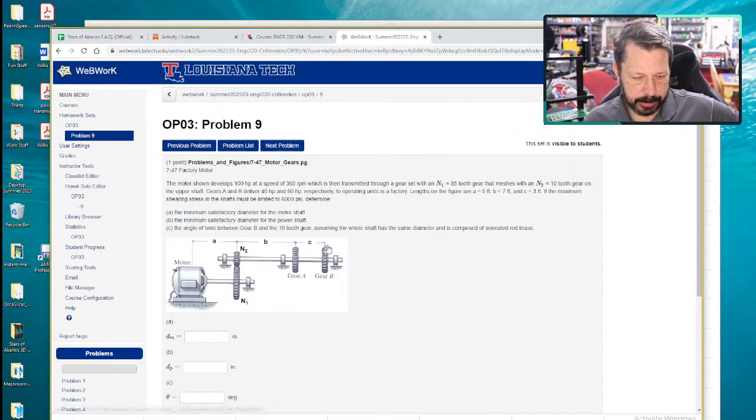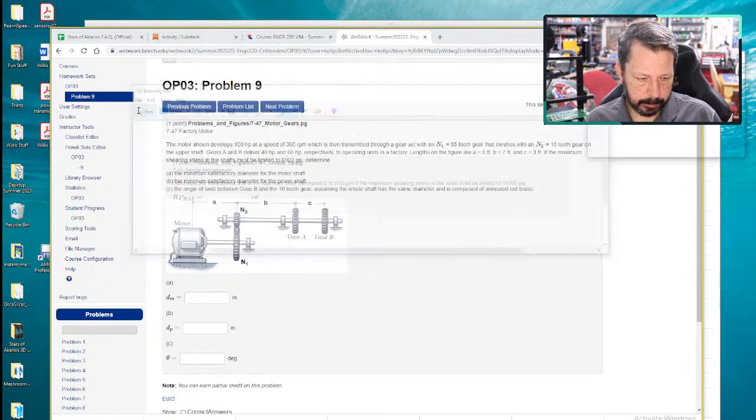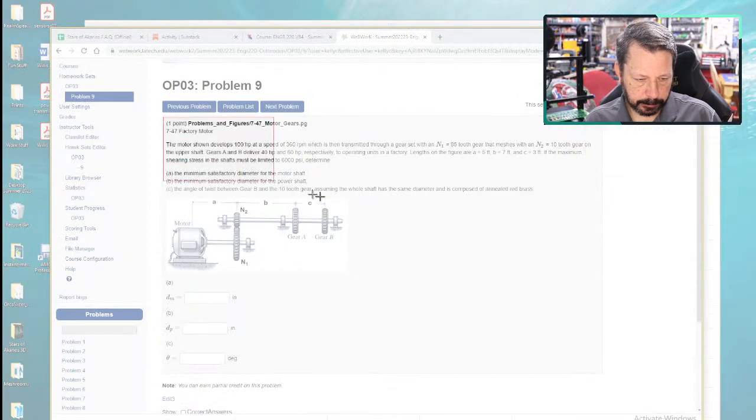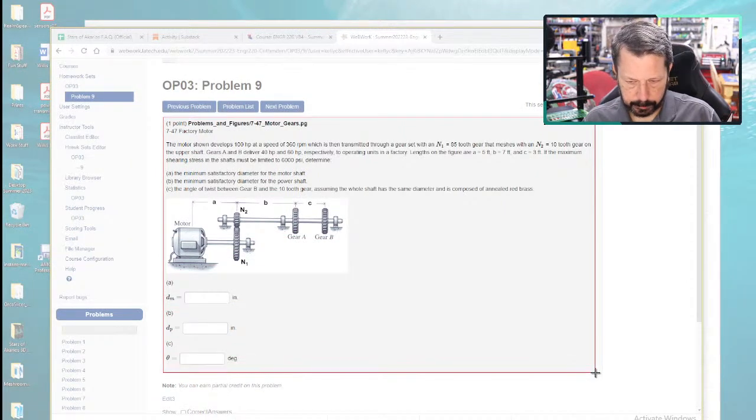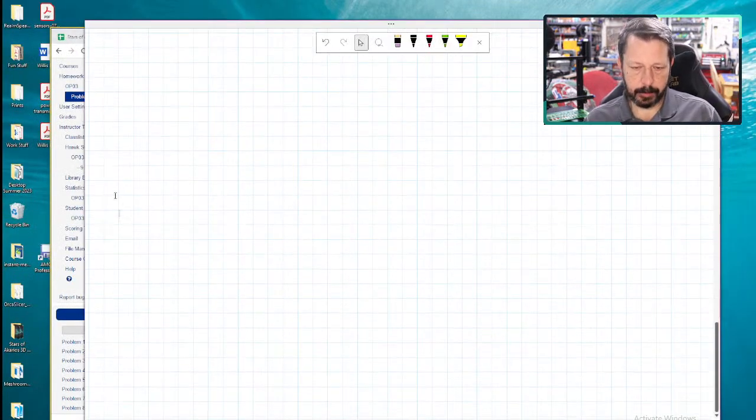This one's got some new stuff in it. So this one has some gear ratios. Let's do this one. All right. This one actually has several things going on, so I think it will be a good problem.